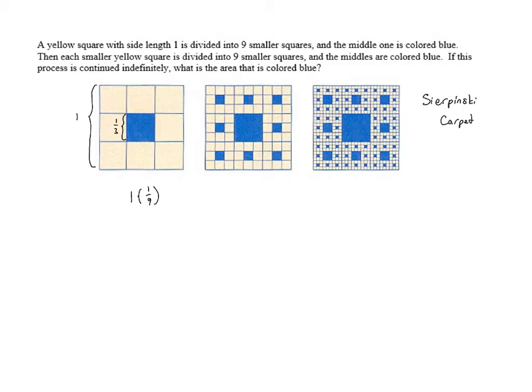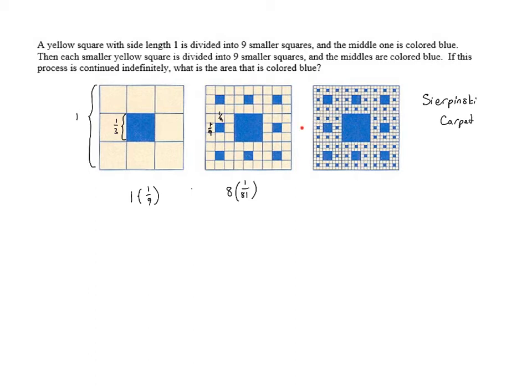Next, we are looking at the next squares, and there are 8 of them, these slightly smaller squares. The area of each of these smaller blue squares is going to be 1/81. Because if this length is 1/3, then the smaller square has a length 1/3 of that. 1/3 times 1/3 is 1/9. So we've got a square that has dimensions 1/9 times 1/9, and that gives us 1/81.